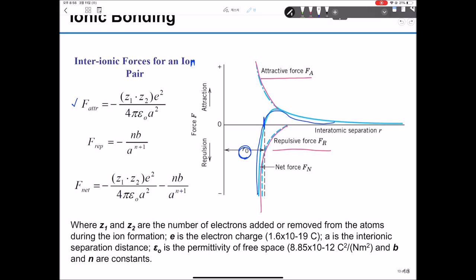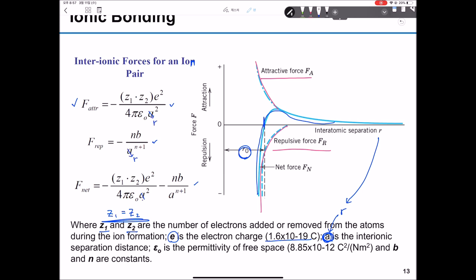So let's look at these equations. Z1 and Z2 are the number of electrons added or removed from atoms during ion formation. Usually Z1 and Z2 should be equal to each other, because when one atom loses an electron, it moves on to another, so the total number of electrons is conserved. E is the electron charge, which is this value. A is the inter-ionic separation distance. So this is the separation distance, maybe this is R, which is shown here. Things will get simpler if we change this to R.